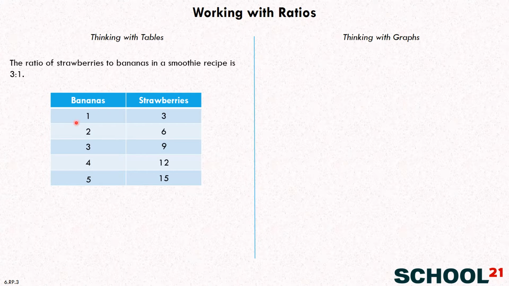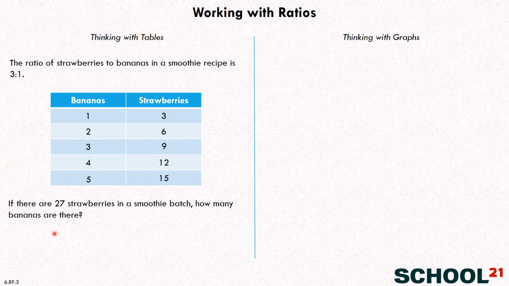Yeah. Okay, so ratios, you're used to these kinds of tables, and these tables are really just ratios a lot of times. So let's ask ourselves a question. If there were 27 strawberries in a smoothie batch, how many bananas are there? 9. Good. You did the exact same thing. What did you do in your head? 27 divided by 3. Good. So that's thinking with tables. Make sense? Yeah. Okay, let's go over and think with graphs.